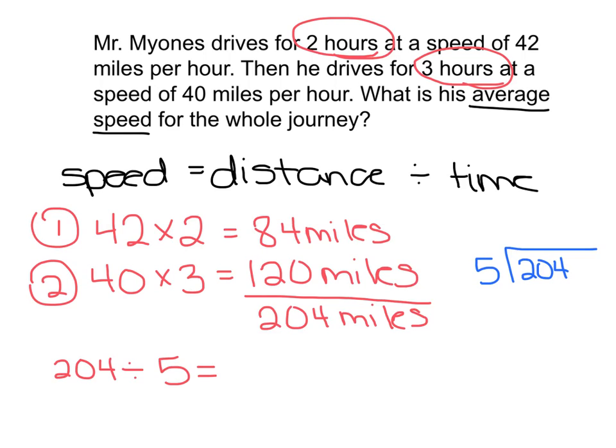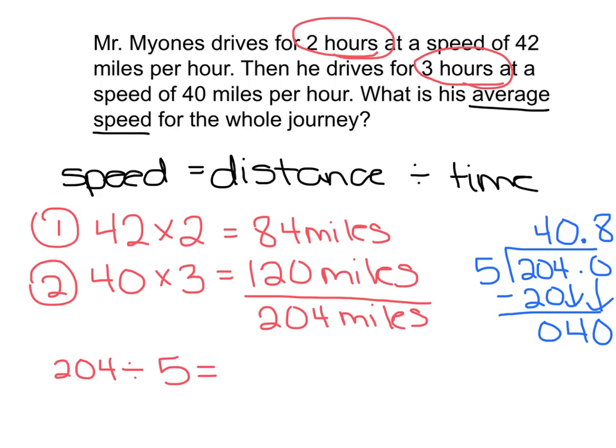5 goes into 20 4 times, which is 20. Bring down the next number, 4. 5 can't go into 4, so it goes into it 0 times. Now we'll add a decimal and a 0. 5 goes into 40 8 times. So our answer would be 40.8 miles per hour.